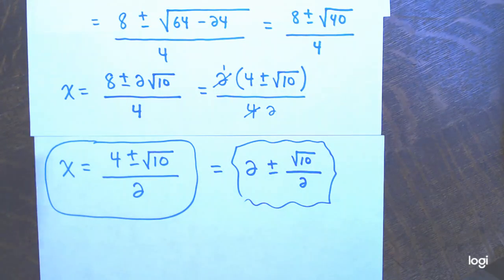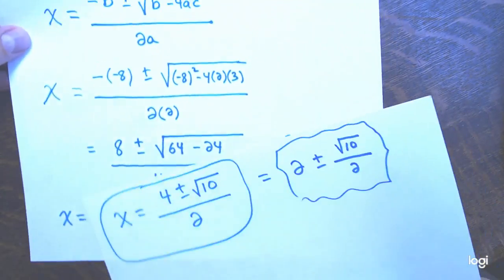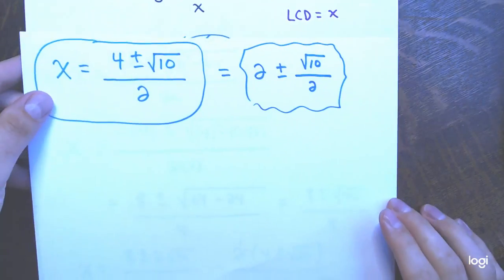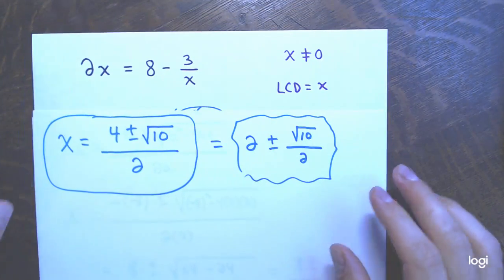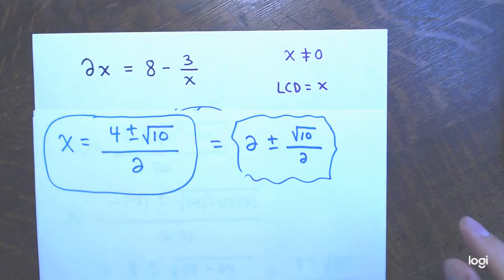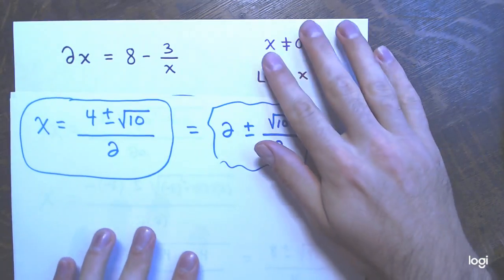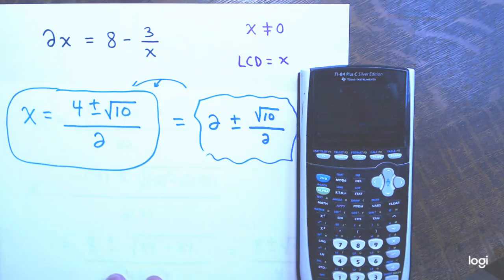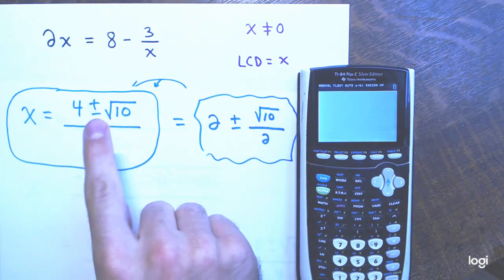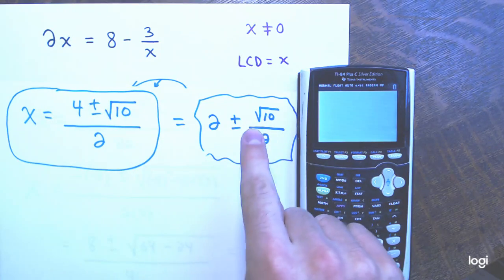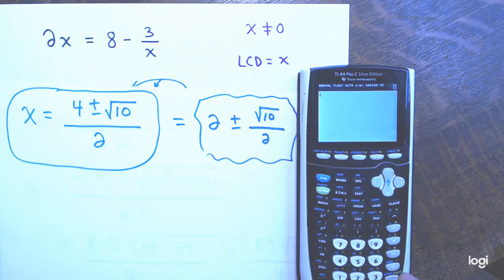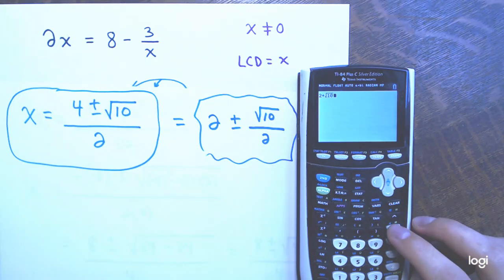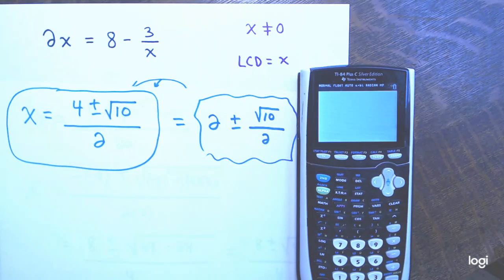And then I know I've circled it. Let's check. All right, let's check. This was the original equation: 2x equals 8 minus 3 over x. And I'm going to go to my calculator, and I'll enter one of these numbers. You can enter it like this or like this. I'm going to do this one this time. So how about 2 plus the square root of 10, and then outside that square root divided by 2.